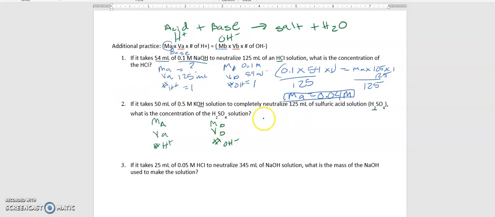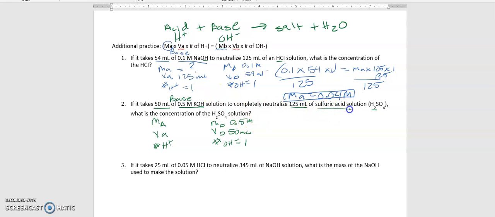Okay, so let's analyze this question right here. It says it takes 50 milliliters of 0.5 molar KOH. So this is my base. I know it's a base because it contains that hydroxide ion, so this is a basic solution. I'm going to write it down: 50 milliliters, 0.5 molar. And I only have one hydroxide, so I'm going to put a 1 here. Is completely neutralized.